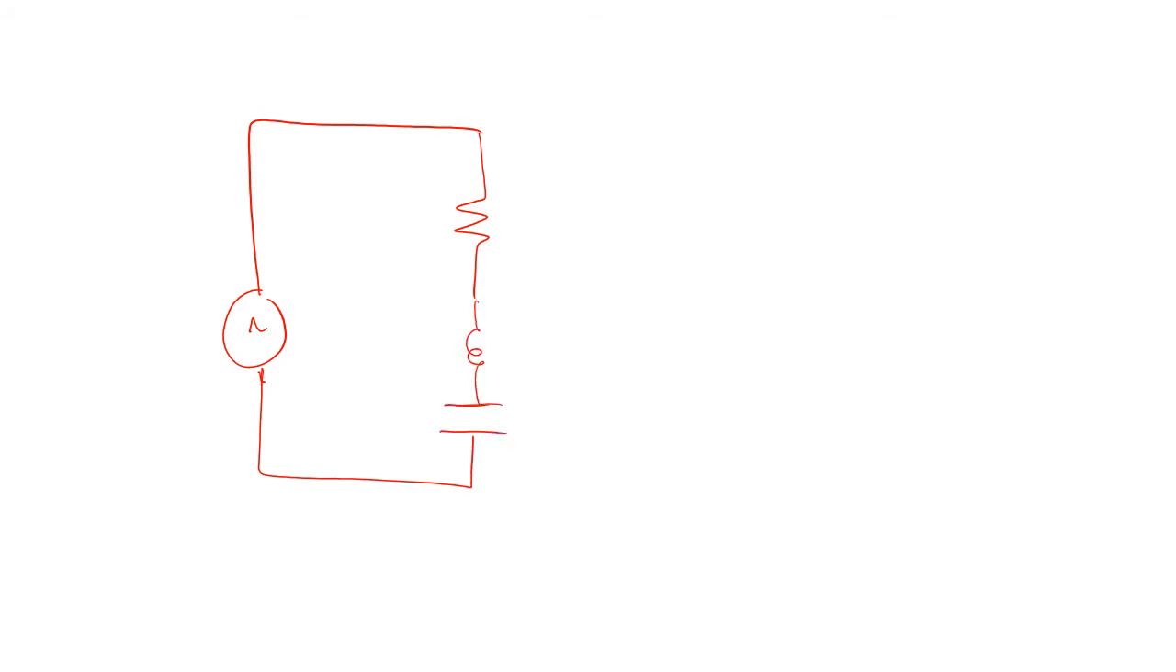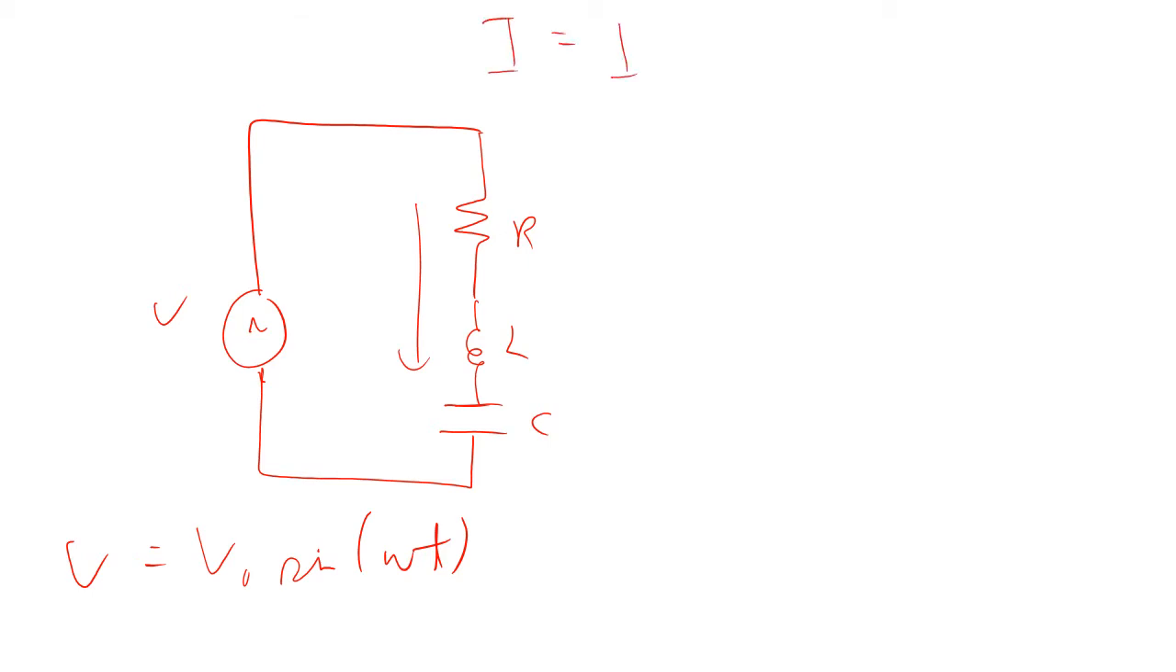But what about a little bit more complicated system? So we now have an RLC circuit. And so the voltage is still some V0 sine omega t. But now we realize that the current through here is going to be something different. The current is actually out of phase with that.